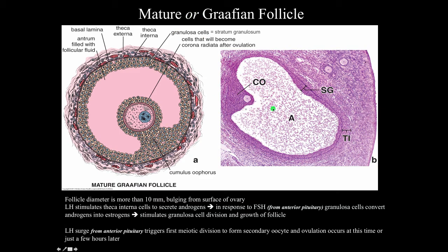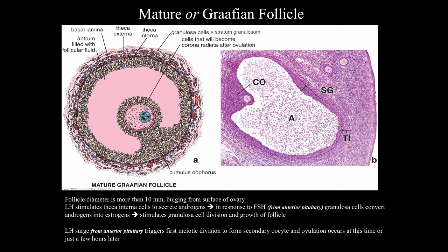Here's an example of a mature or Graafian follicle histologically. Look at the large antral space and look at the oocyte in relation to this large follicle. The follicle diameter is more than 10 millimeters, and it would be bulging from the surface of the ovary.